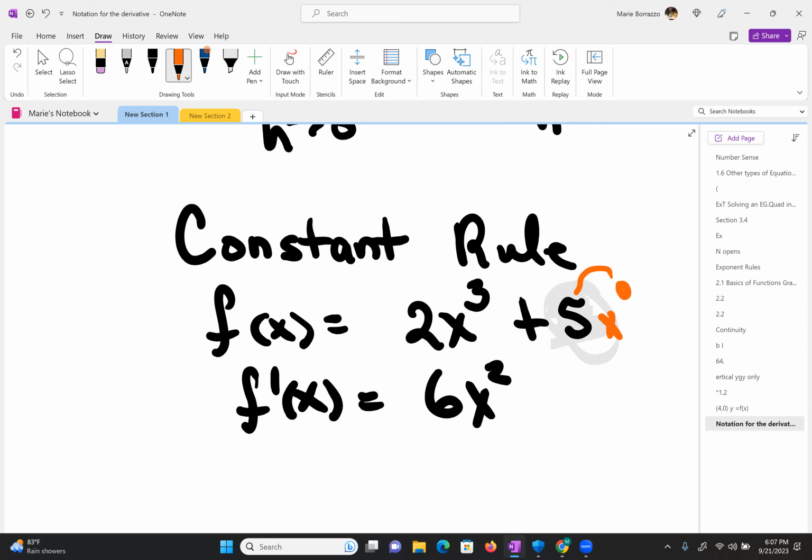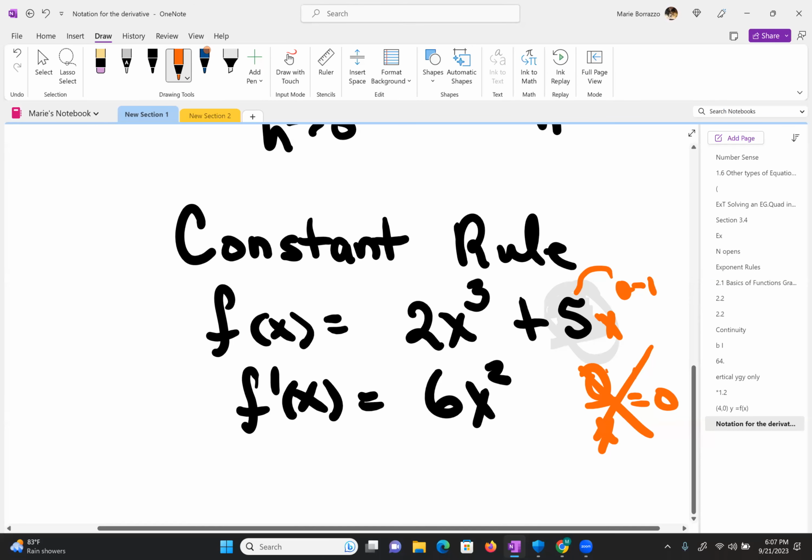0 times 5 is 0. x to the 1, I take away 1, so it's x to the negative 1. Who cares? It's still 1. And even if I were to drop this as x, it's still a value of 0. So it kind of goes away, is basically what happens.